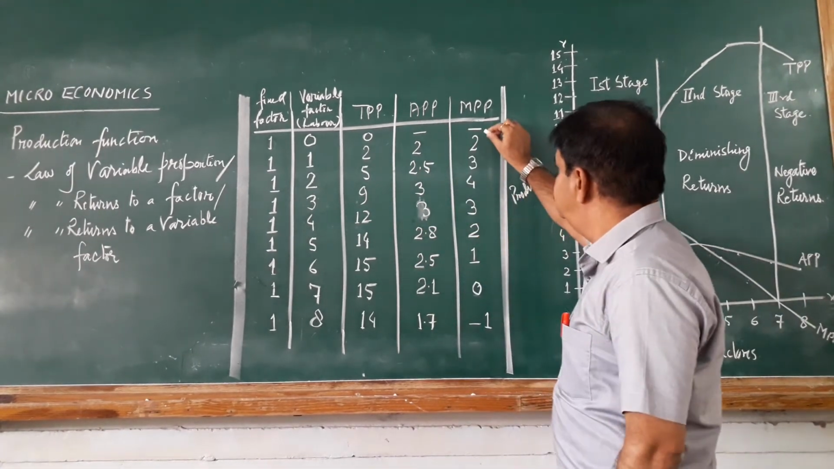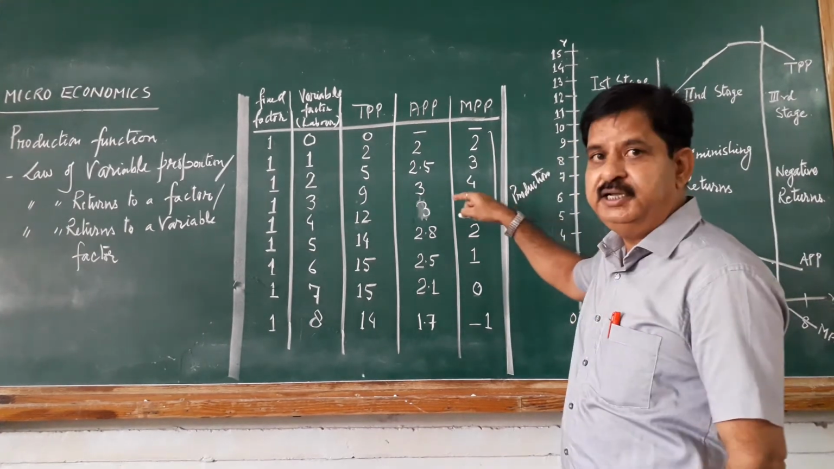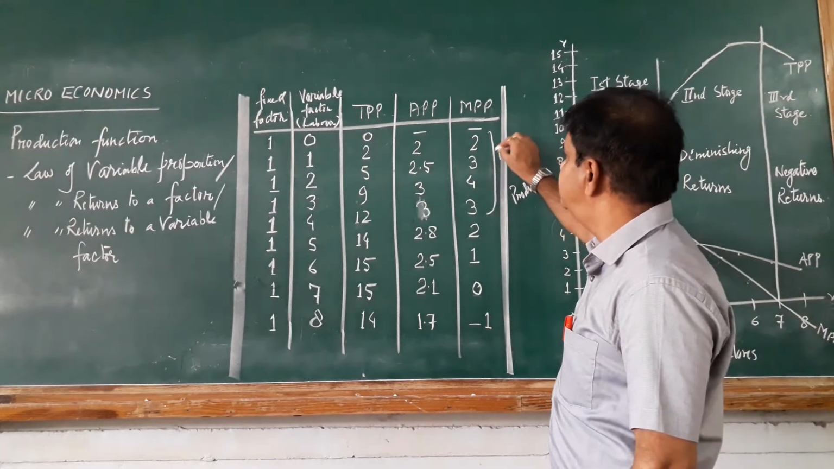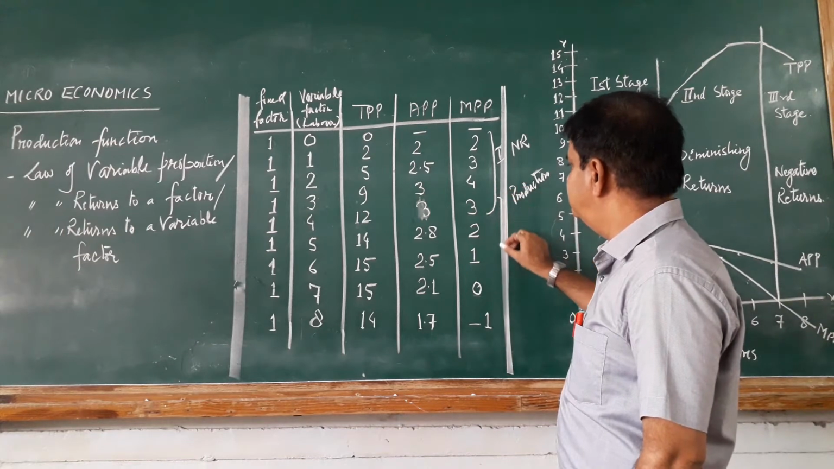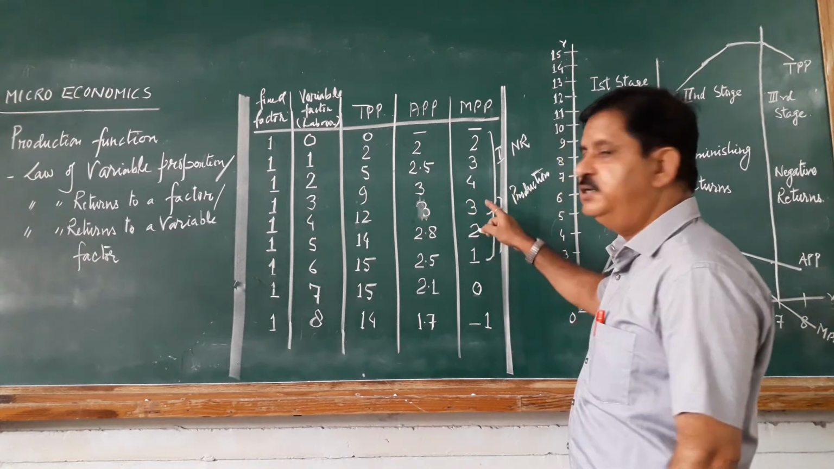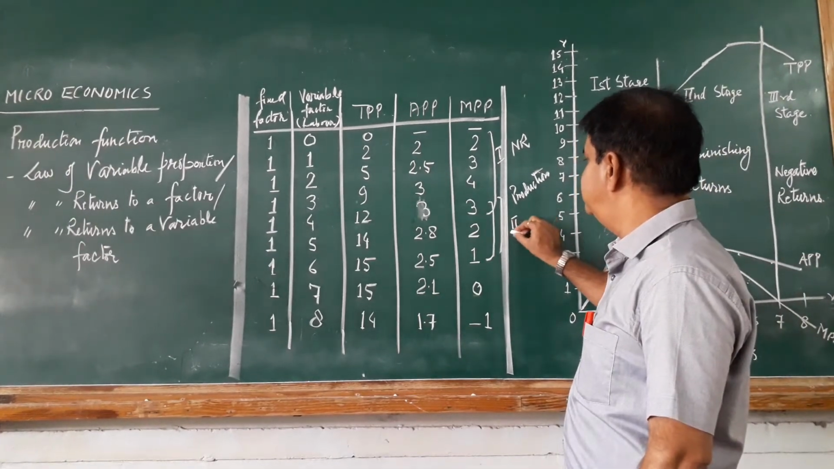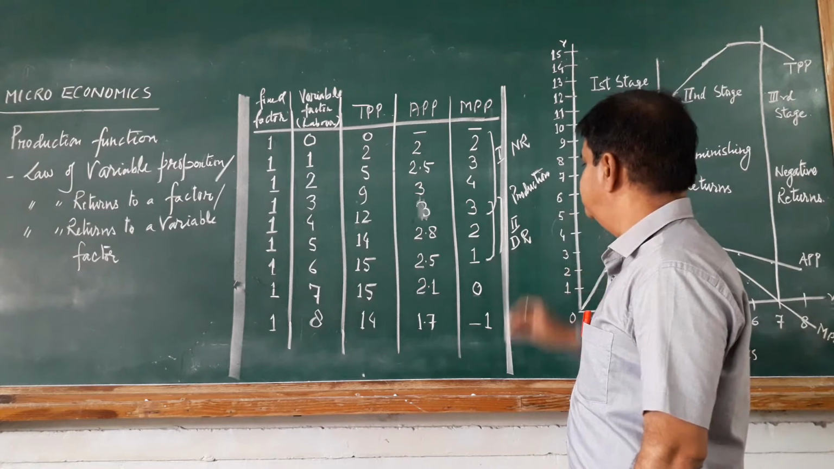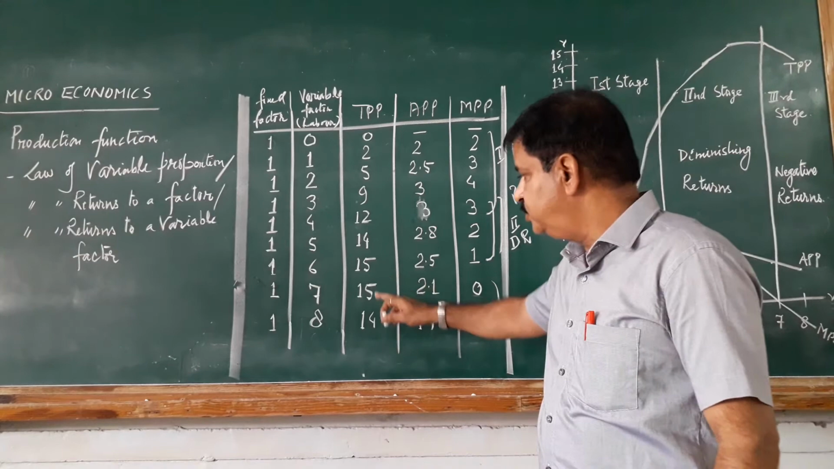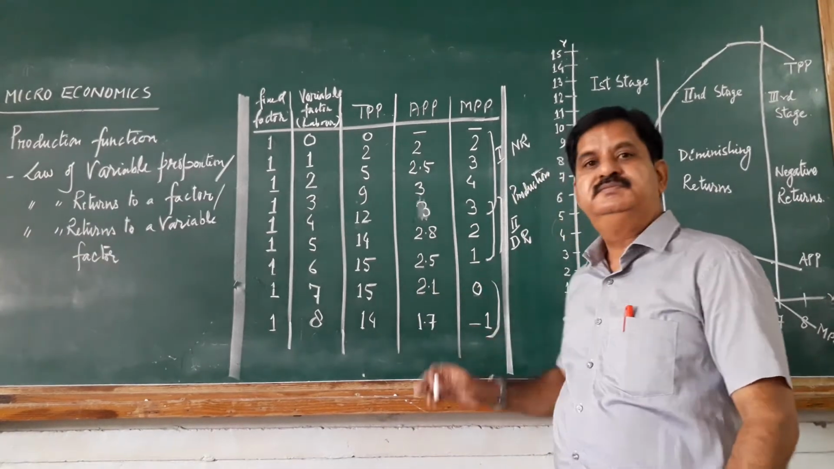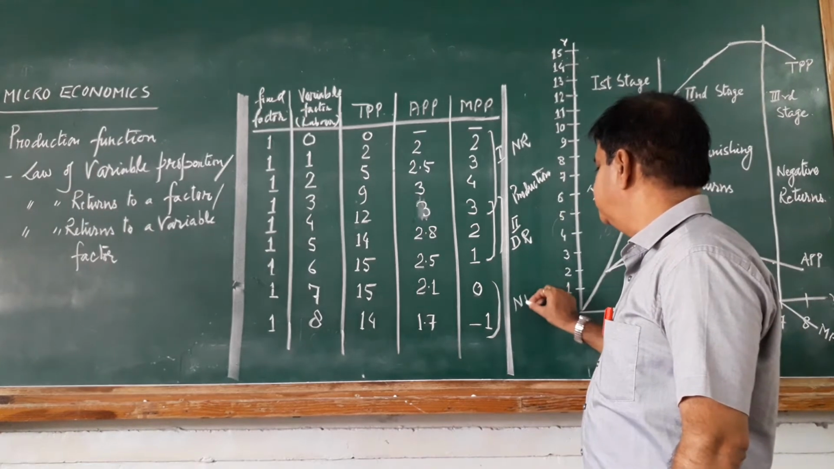See that during this period, the total production is increasing at increasing rate. So this is called the first stage, increasing returns. Then we see the total production is increasing but is increasing at diminishing rate. So this is the second stage. It is called diminishing returns. We see that the total production is decreasing now. The marginal product is being negative. So this is called the negative returns.